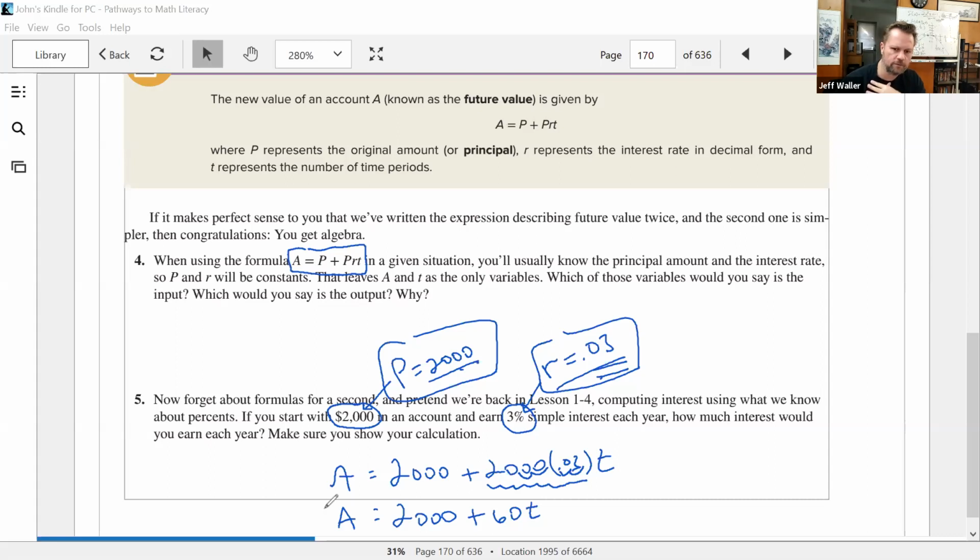So that is the general equation. If I had 2,000 bucks and I was going to put it into a 3% simple interest account, but I didn't know how many years I wanted to leave it in there for, this is what the equation would look like. Now I can change. What if I put it in for 2 years? What if I put it in for 3 years? And I can see what the output is each time. So this happens quite often.